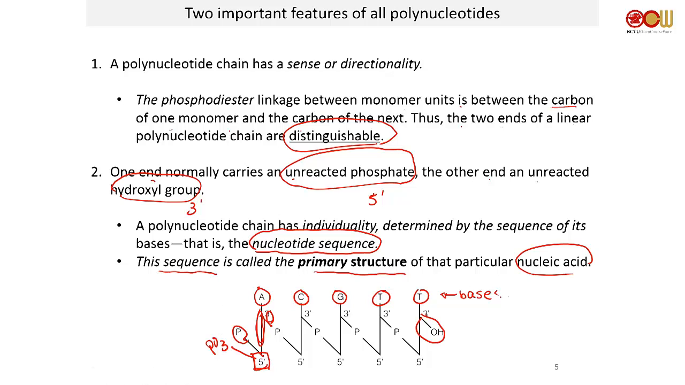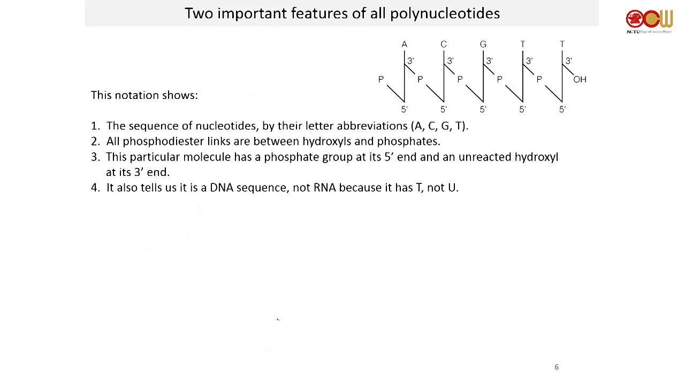And on the 3' end, it's always attached to unreacted OH minus. Okay, so people, you can choose to represent DNA this way. And what it also shows you is there's a phosphate in the middle between every nucleotide. This notation shows the sequence of nucleotides by their letter abbreviation A, C, G, T. This notation also shows that the phosphodiester links are between hydroxyls and phosphates.